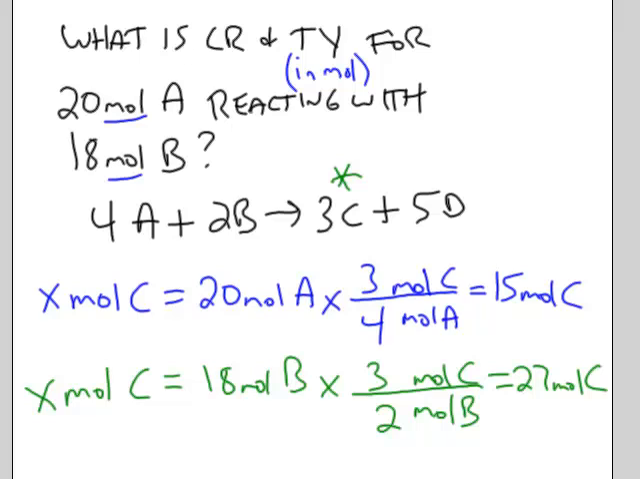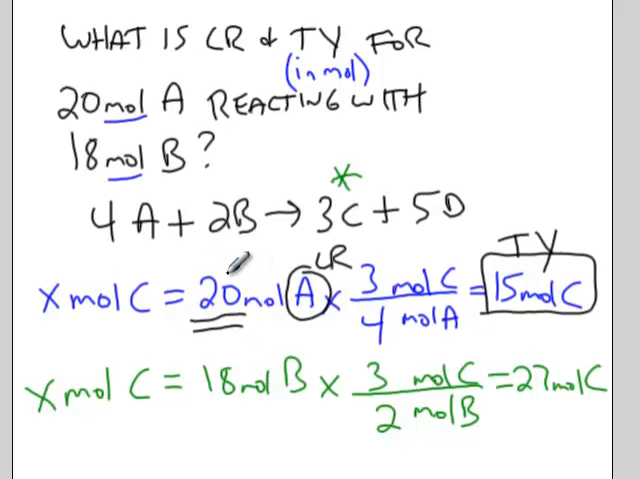Limiting reactant must be chemical A, because that produces the smaller amount of product. My theoretical yield is 15 moles of C. Notice my limiting reactant, I actually had more of that. I had 20 moles of chemical A and I had fewer moles of chemical B. A ran out first, and that has to do with the difference in the coefficients.